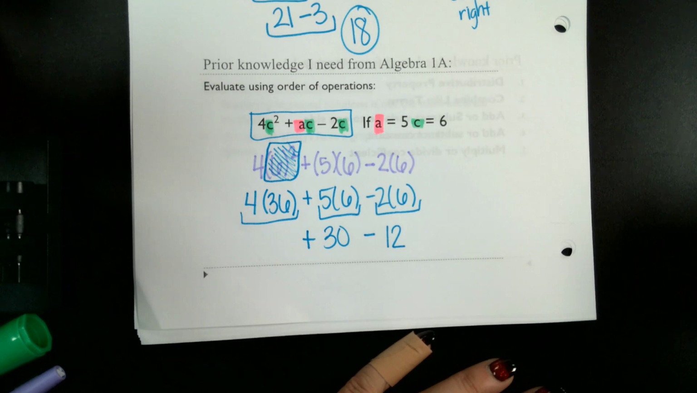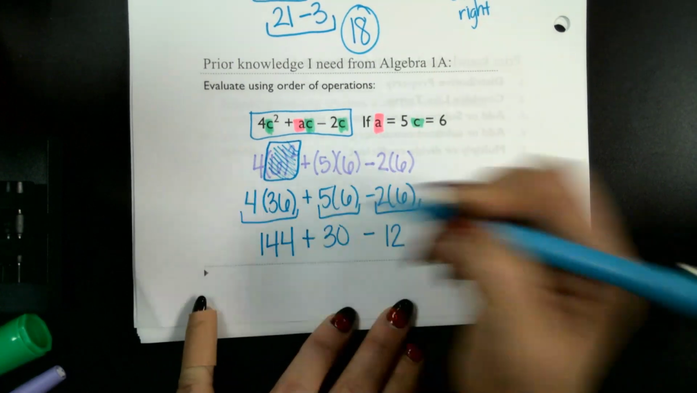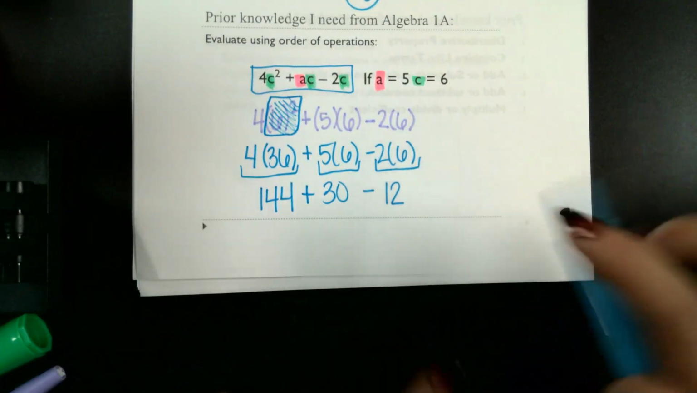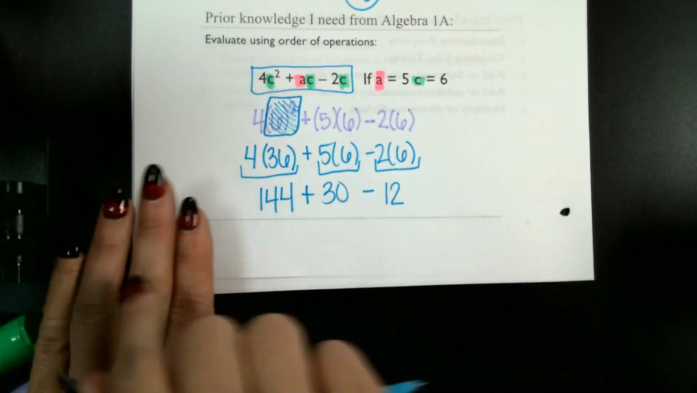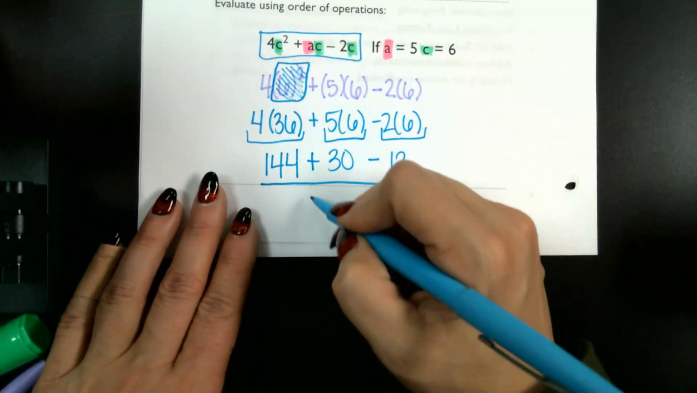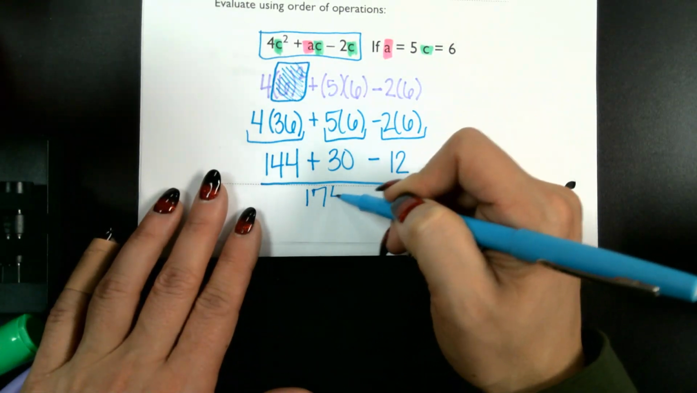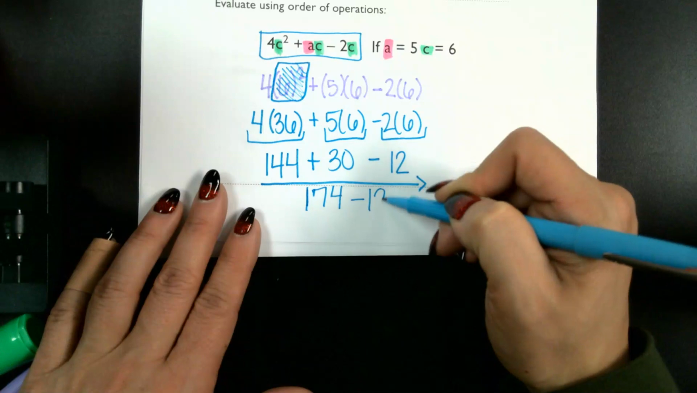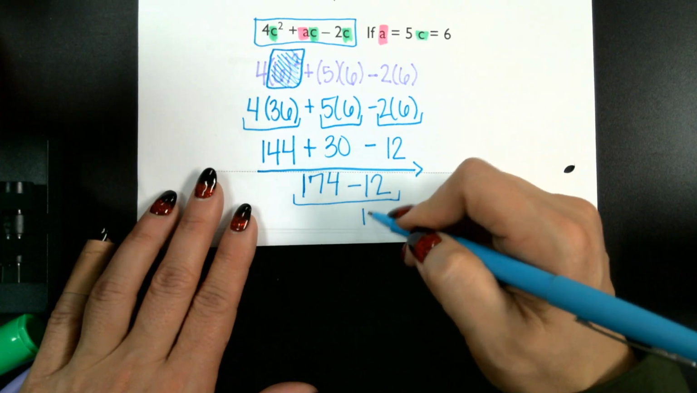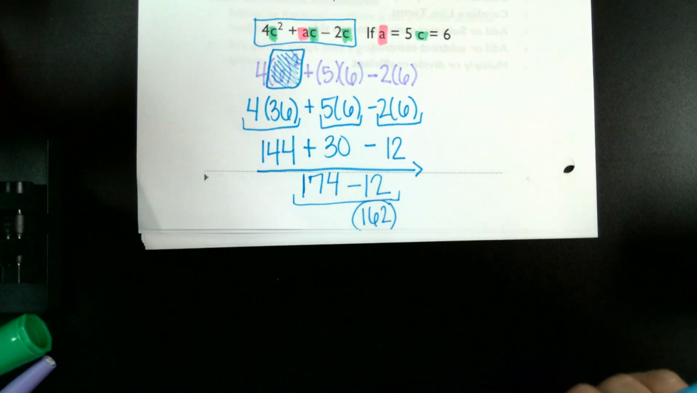Get to typing. 144? Okay. So now we have addition and subtraction. So now we're just going to go left to right. 144 plus 30. 174 minus 12. 162.